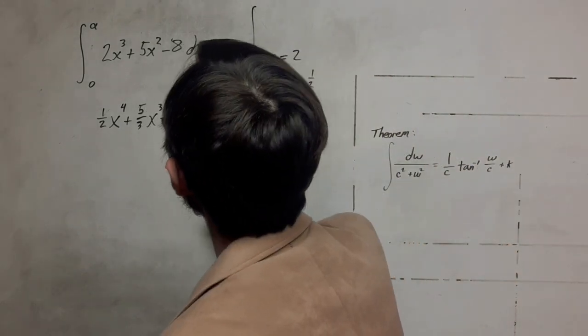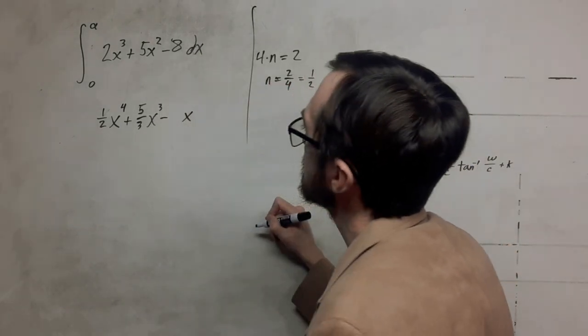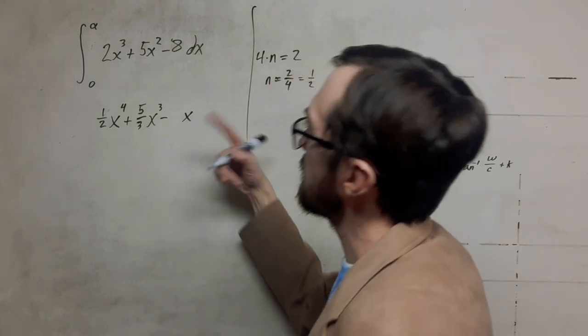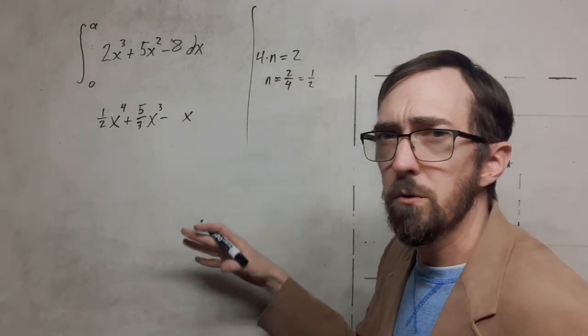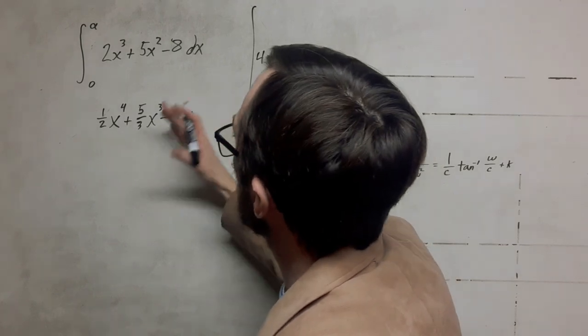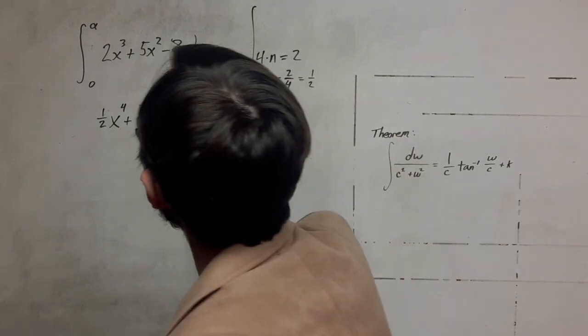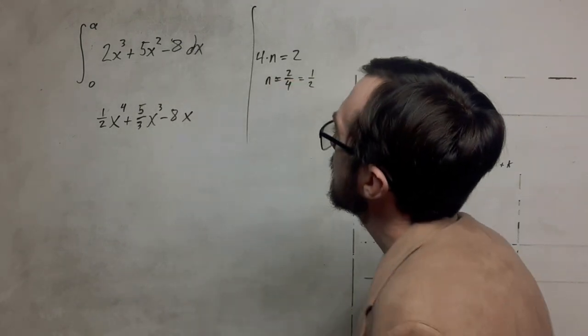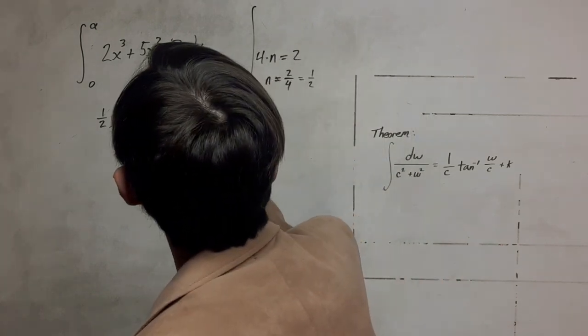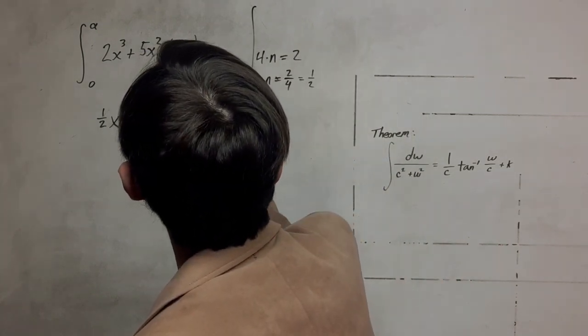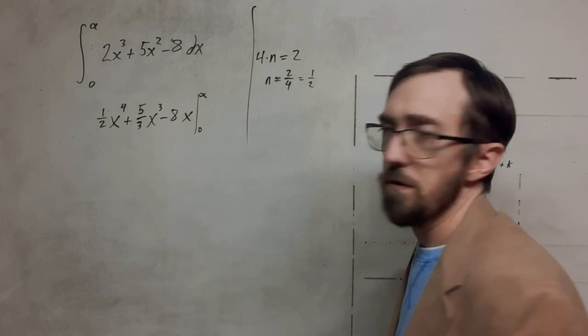Okay, and then lastly, I need an x here. All right, the exponent here is really 1. We don't normally write it down there. So I need 1 times something is equal to 8. Well, that's just going to be 8 here. And then we are going to evaluate this from 0 to alpha.